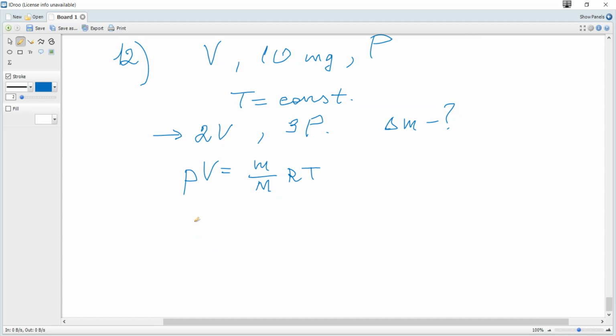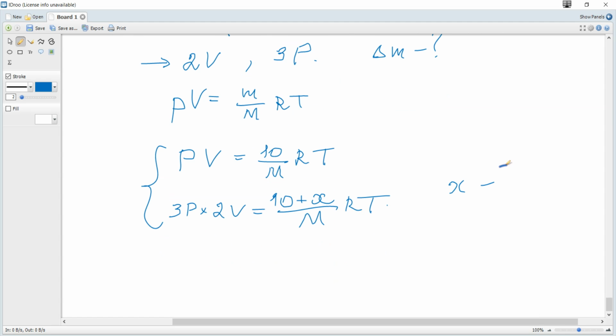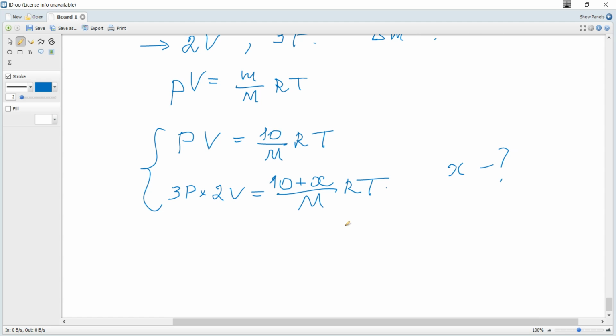So initially it's PV equals 10 over capital M RT. Temperature is also the same. And after, what? 3P times 2V equals the new mass, and the new mass is previous plus added, let it be X, over capital M RT. And notice that we need X. And you just consider simultaneous equations. That's definitely, P, V, R, T, M are all constants.